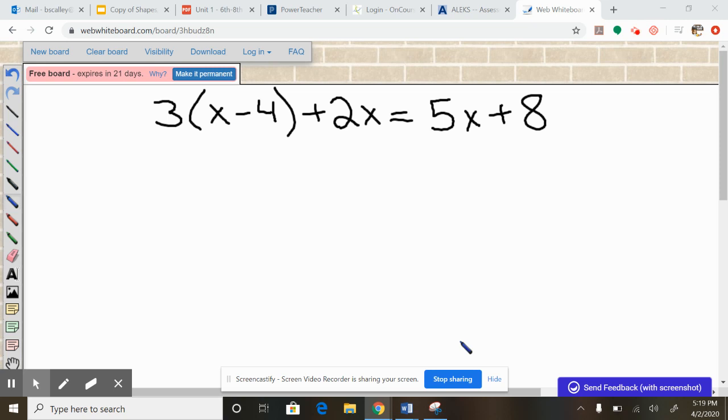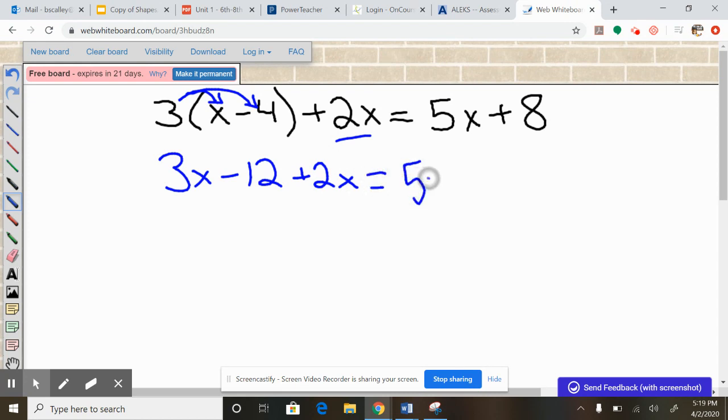All right, so this right here is another type of equation that's going to give us sort of a weird answer. Again, my first step is going to be to distribute right here. I'm going to get 3x minus 12. Bring down everything else for right now, plus 2x. And then the whole right side, there's nothing I can really do yet, so I'll bring it down.